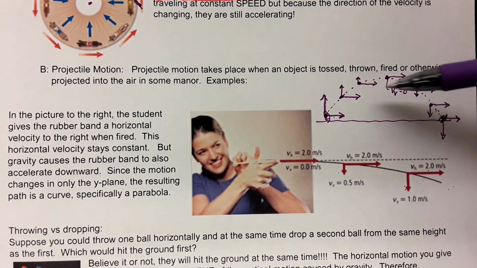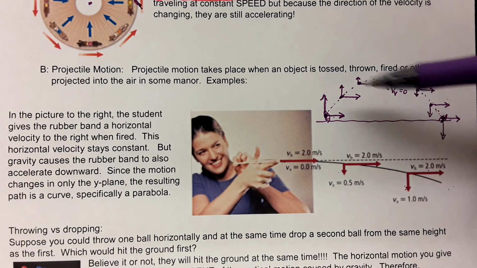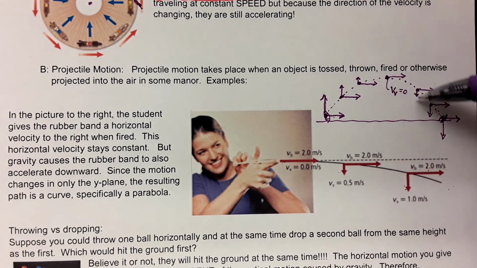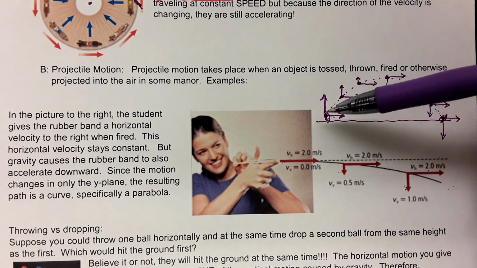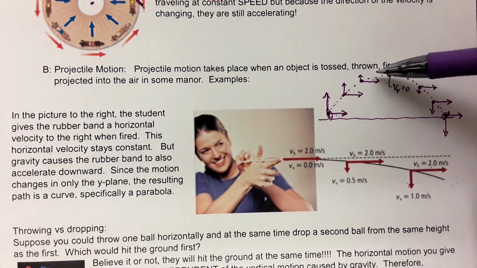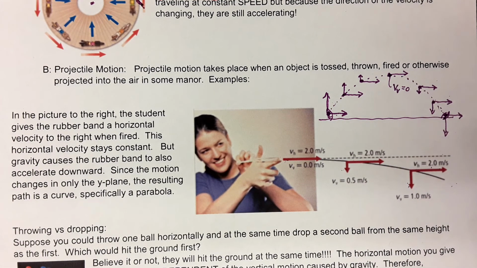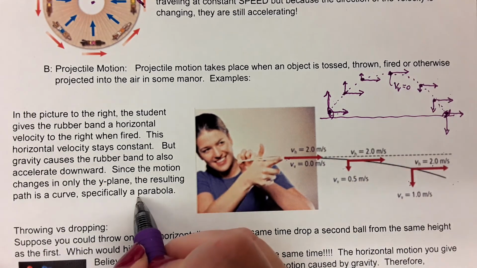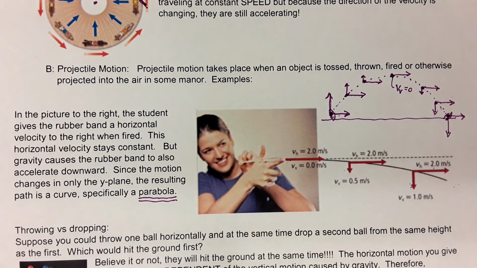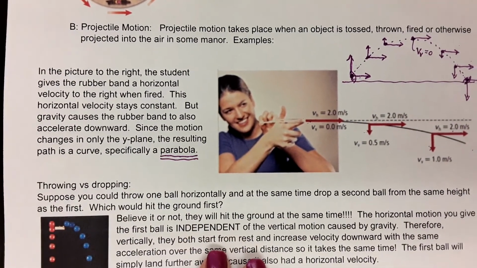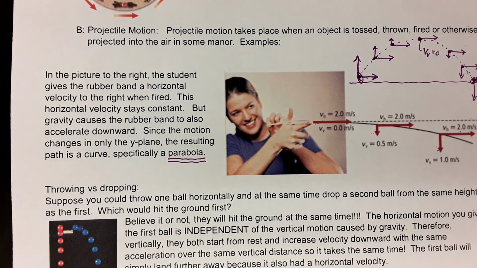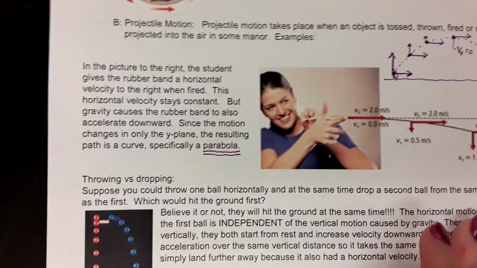Now, if the vertical motion didn't change, it would be a straight path like this. But since it is changing, you get a lovely curve. In fact, we call it a parabola. That's the shape. I don't know if you've talked about parabolas in math, but that's the shape. It's a parabola. In fact, here's another picture right here.